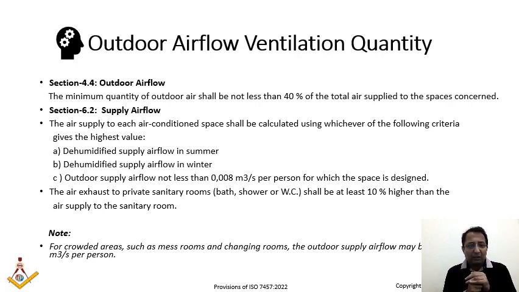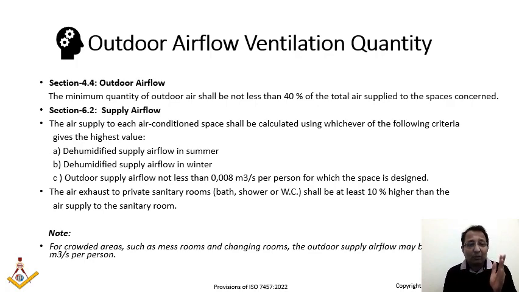Now let's see what A, B, C are. First is dehumidified supply airflow in summer, then dehumidified supply airflow in winter, and outdoor supply airflow not less than 0.008 meter cube per second per person for which the space is designed. The air exhaust to the private sanitary rooms, bath, shower or WC shall be at least 10% higher than the air supply to the sanitary room.